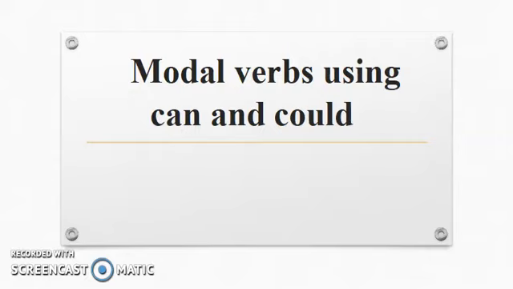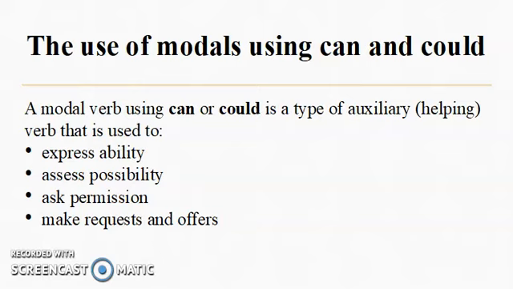And welcome to this presentation on modal verbs using can and could. A modal verb is a type of auxiliary verb, that is a helping verb, and when we use can and could, we're using it to do the following: to express an ability or a skill, to assess possibility, ask permission, and to make requests and offers.